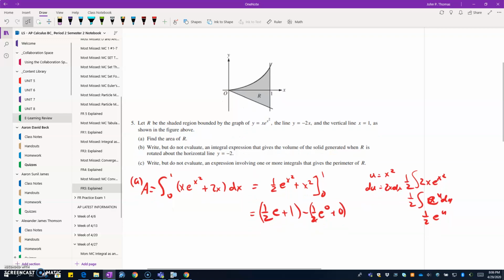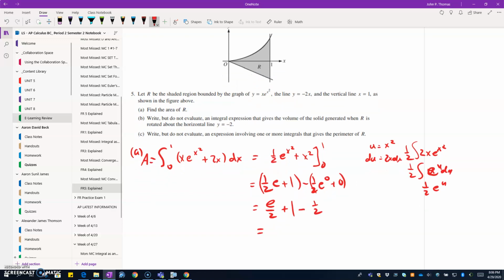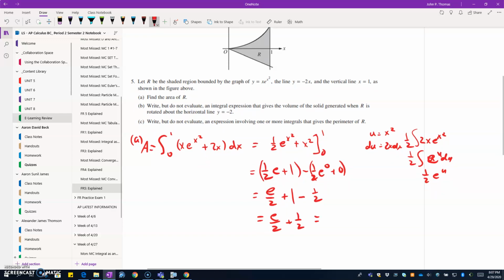All right, so that's going to be e over 2 plus 1 minus 1/2, because e to the 0 is 1. All right, if I push that together a little further, that's e over 2 plus 1/2, or e plus 1 over 2. And again, any real format of that final answer is okay. The trailing calculation won't be held against you as you work through something like this.